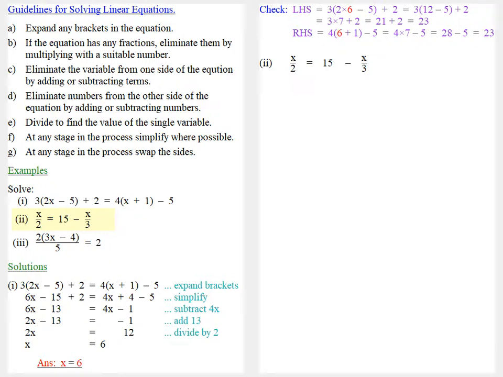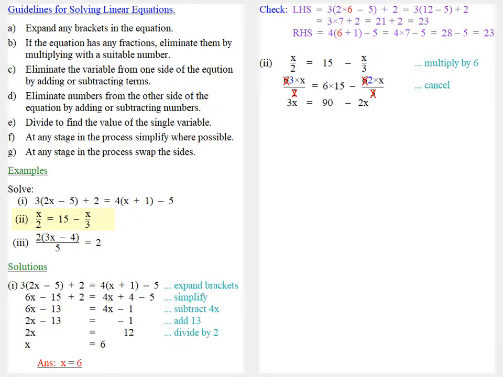In equation 2, we've got x over 2 equals 15 minus x over 3. Now to solve this, it's a good idea to get rid of the fractions first. And we can do this by multiplying by 6. That gives us 6 times x over 2 equals 6 times 15 minus 6 times x over 3. Now we can cancel. In the first term, the 6 and the 2 cancel to give 3x, and the 6 and the 3 cancel to give 2x.